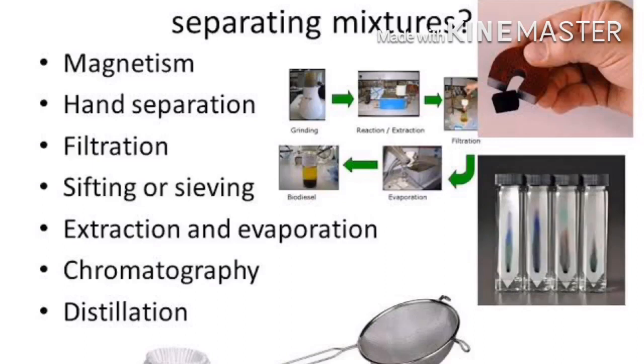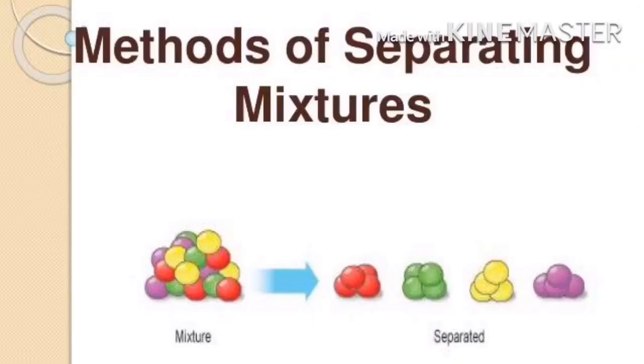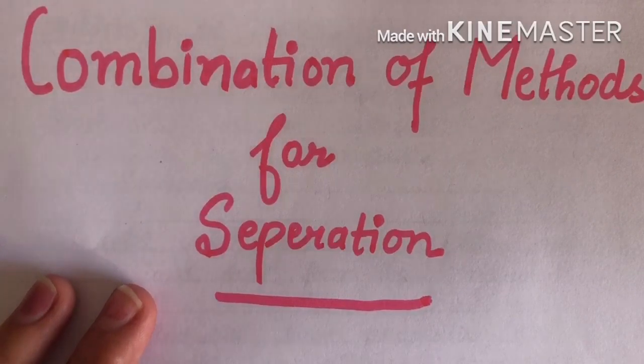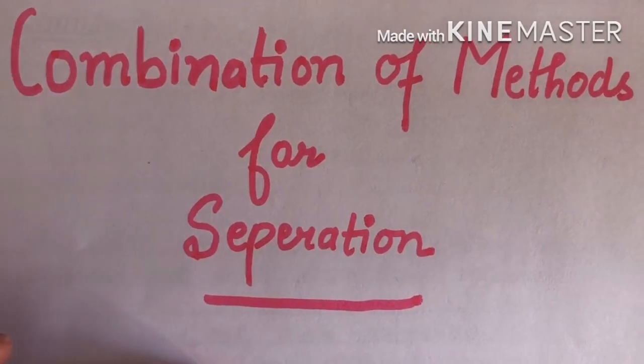In the previous videos we have discussed various methods of separation of mixtures. In that case the mixture contained two components that we had to separate. But now today we will discuss how to separate more than two components in a mixture by combining the methods of separation. So our today's topic is combination of methods for separation. So let's start our topic.